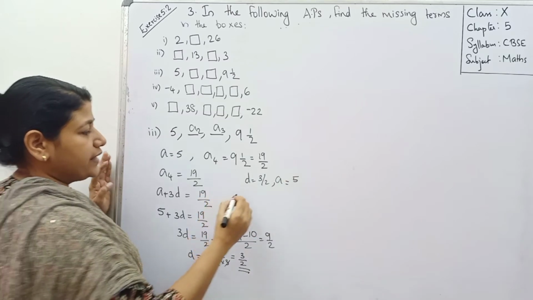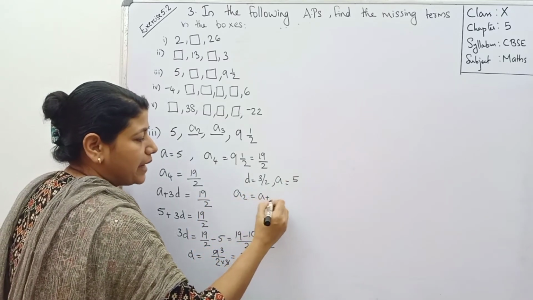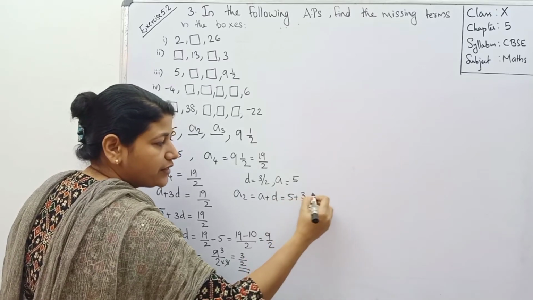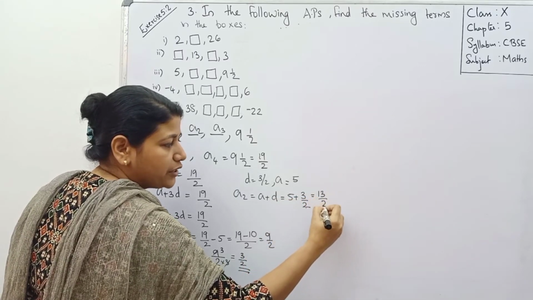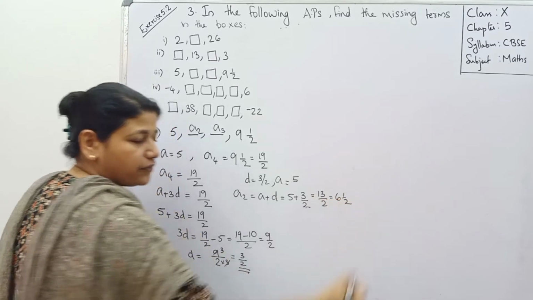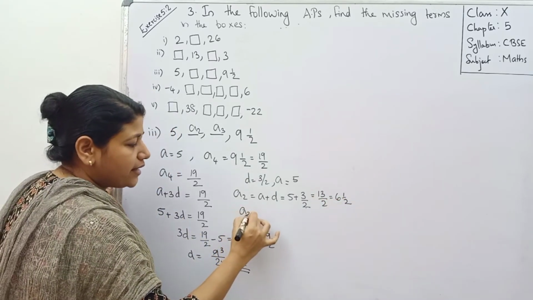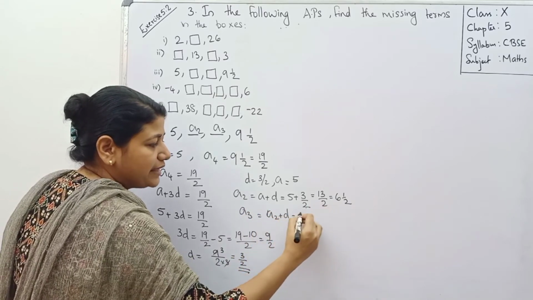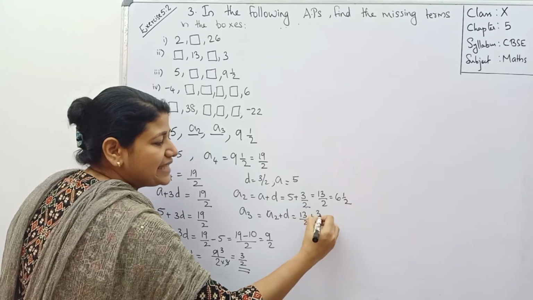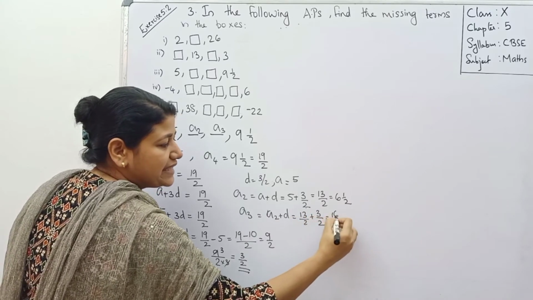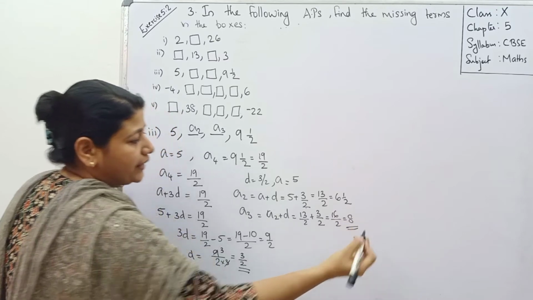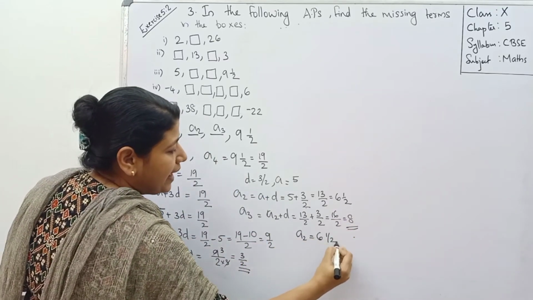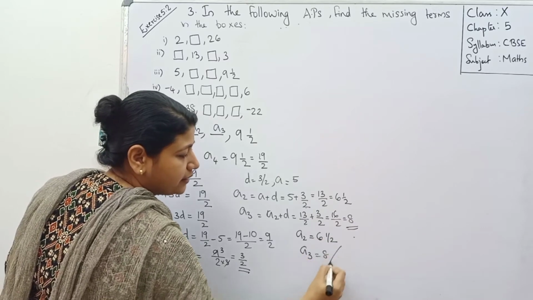Now, it is very easy to find out a2, which is a plus d. That is 5 plus 3 by 2. 2 into 5, 10. 10 plus 3, 13 by 2. 13 by 2 is 6.5, isn't it? Now a3. a3 is this a2 plus d. That is a2 is 13 by 2 plus d is 3 by 2. So you will get 16 by 2 which is 8. So our terms are, a2 is 6.5 and a3 is 8.